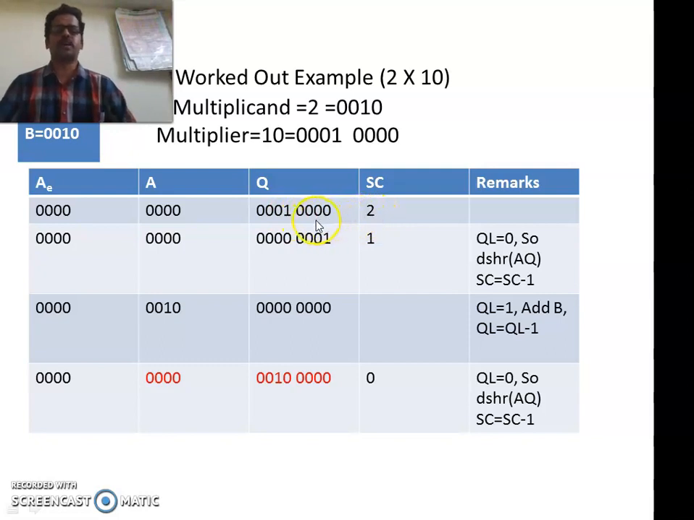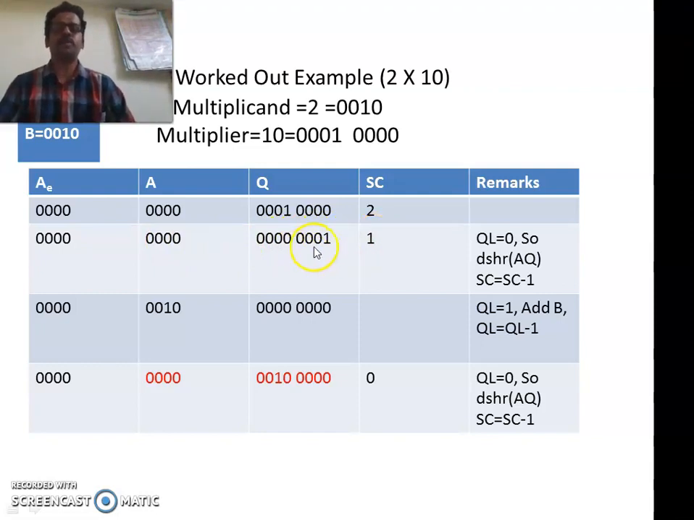Now the algorithm starts. Look into the QL digit, it is 0, so we are going to perform decimal shift right on AQ register. While performing a decimal shift right, this rightmost digit would be last. This digit is going to come into this position, and this digit is coming to this position, and this digit is coming to this position. We are adding 0 into the leftmost digit position, and then we are decrementing the sequence counter by 1.